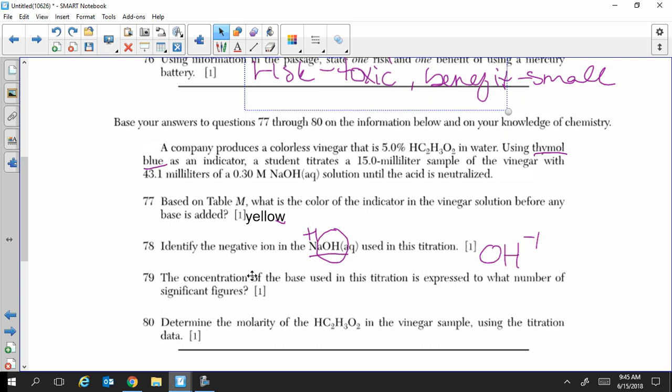All right, the concentration of the base used in titration is expressed to what number of sig figs? So here's my base, molarity is my concentration, and it's 0.30. Notice how I didn't even say 0.30, that's because 0 is a placeholder. So 0.30. That 3 is significant, and you'd never go putting a 0 after a decimal, after a number, unless you actually measured it. So those are 2 sig figs. This one is not significant because that's just a placeholder.